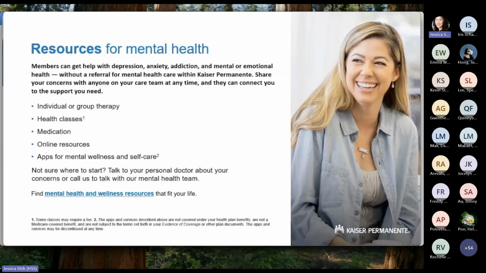We also provide members with tools and resources to support self-care like guided meditation and wellness apps. Now let's see how we are using technology to give you more convenient ways to get care.